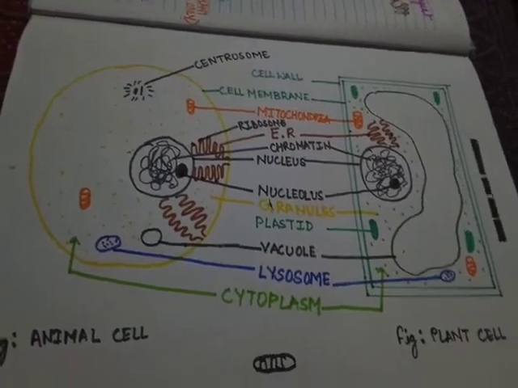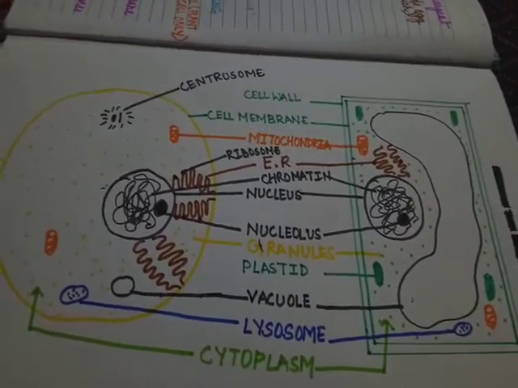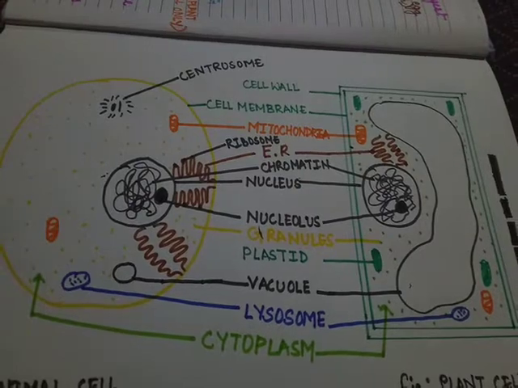What is the function of cell wall? It gives shape and rigidity to the cell.